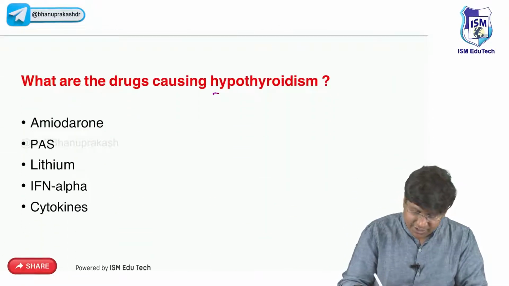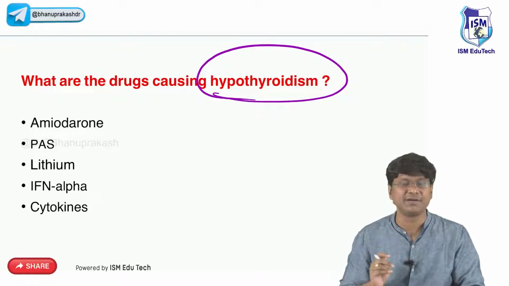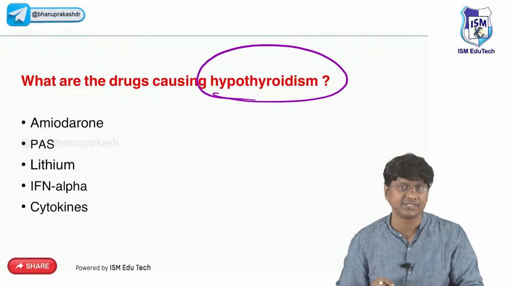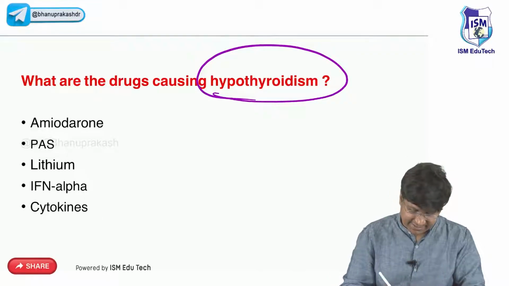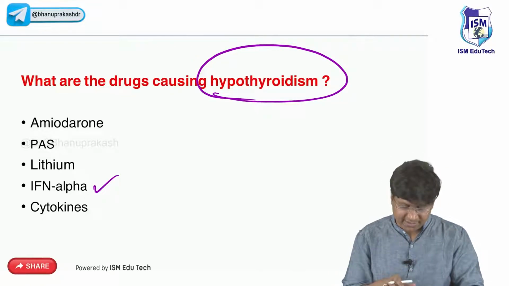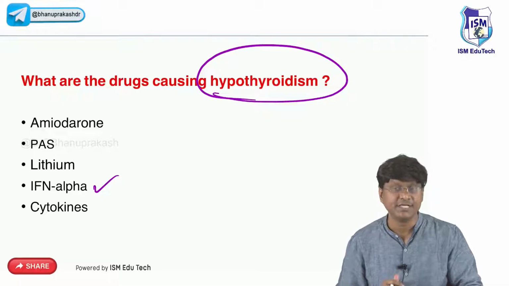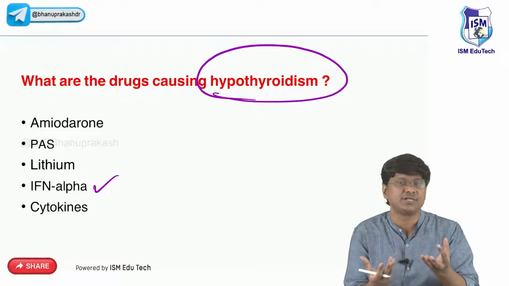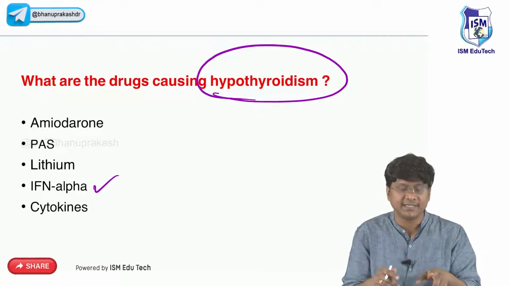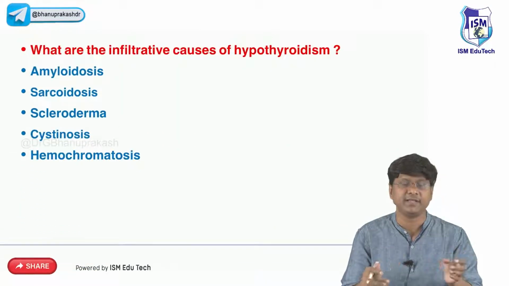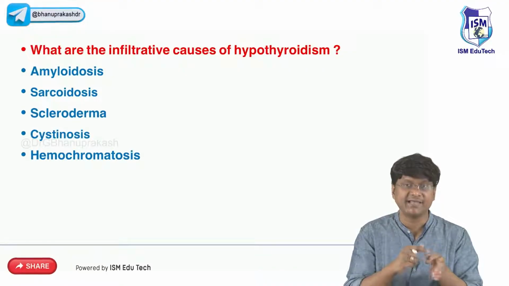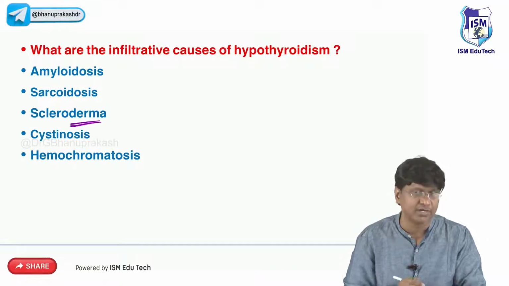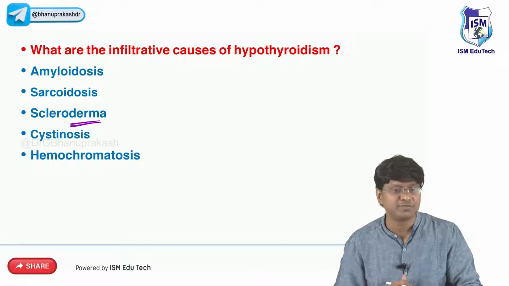Now, if you take the etiology causing hypothyroidism, there are many etiologies, but what is the very important thing that you need to know? The drugs. The drugs which can cause hypothyroidism are amiodarone, lithium, para-aminosalicylic acid, cytokines, and interferon alpha. Apart from that, there are some infiltrative disorders that cause hypothyroidism, where some abnormal material accumulates: amyloidosis, sarcoidosis, hemochromatosis, cystinosis, and scleroderma, where abnormal collagen accumulates.